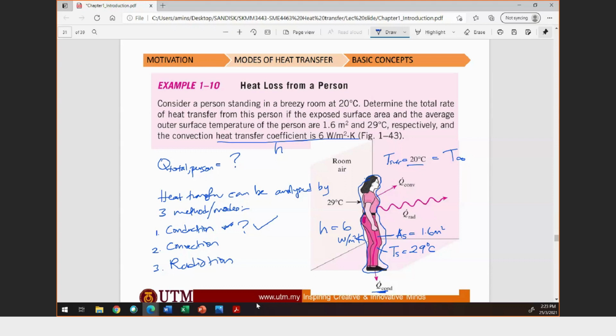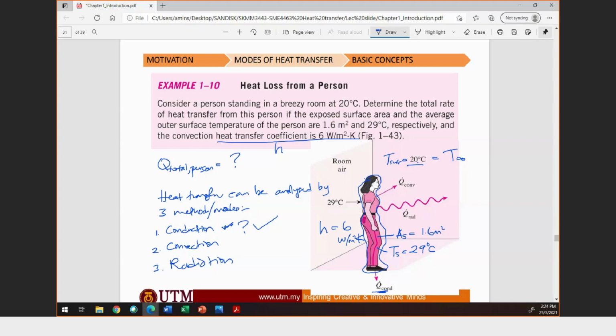Okay, convection. Convection, of course, because your temperature is slightly higher than the surrounding. The surrounding is 20, your temperature is 29. I think this 29 is not really a normal temperature. The normal temperature is 36. Okay, but just for the example, it's stated 29. So normally the temperature of our body is 36, so not really logical in this example.